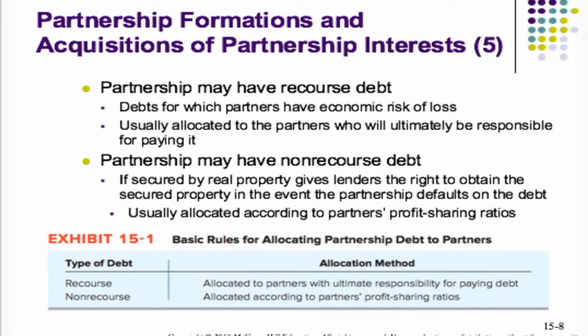Let's see here. We can distinguish in those debts that the partnership may have between recourse and non-recourse debts. If it's a recourse debt, then the individual partners, basically recourse means beyond the partnership level. So could the individual partners have economic risk of loss? If so, then it's a recourse debt. If not, then it's a non-recourse debt. Again, just more of a terminology thing.